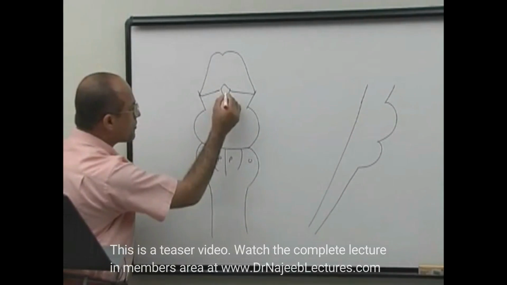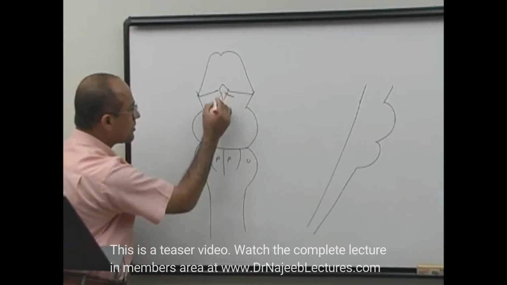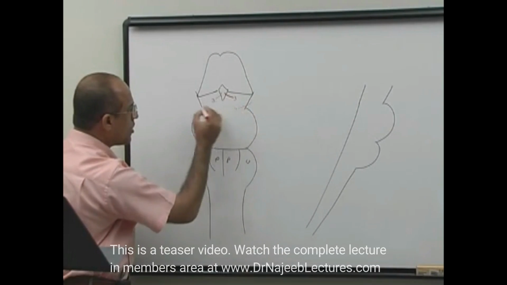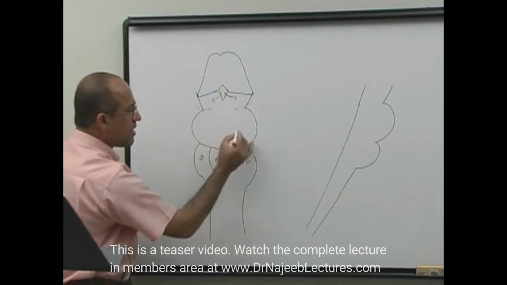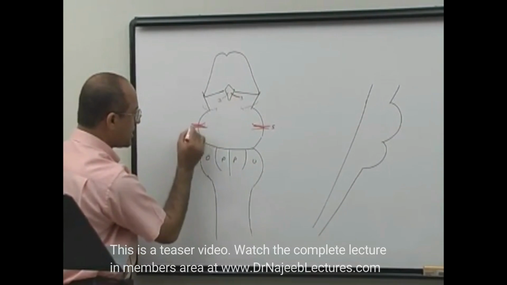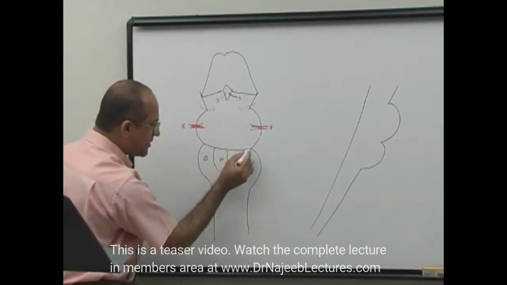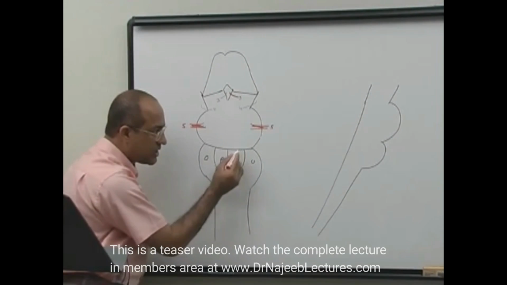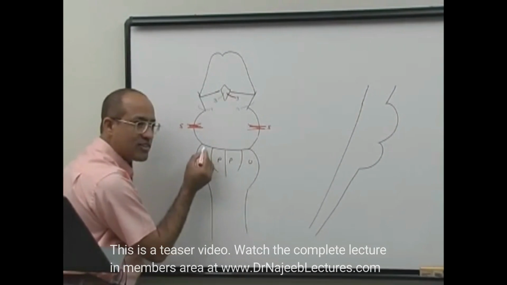which nerve is coming out from the front here? 3rd. Which nerve is coming from the back? 4th. Right? Which nerve is coming out from here? 5th. Very good. Trigeminal. Here, this is the sulcus between the pons and medulla. It is called the inferior pontine sulcus.